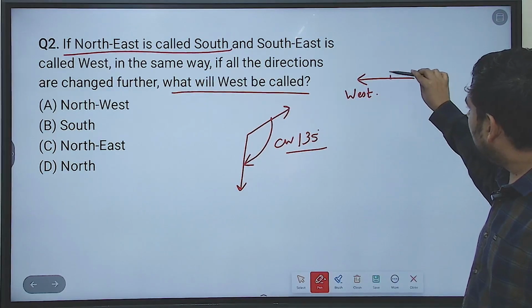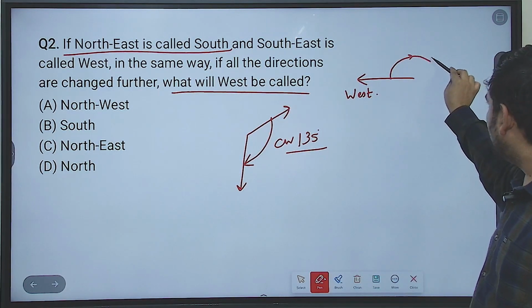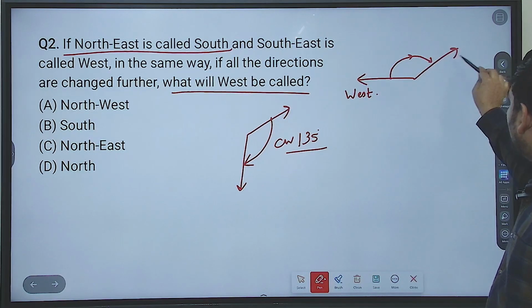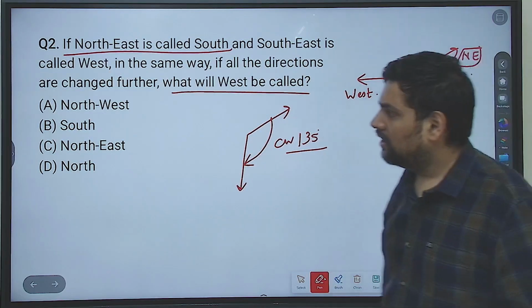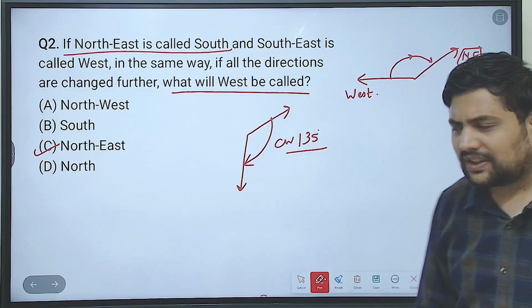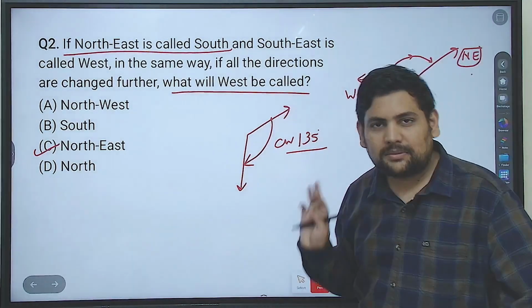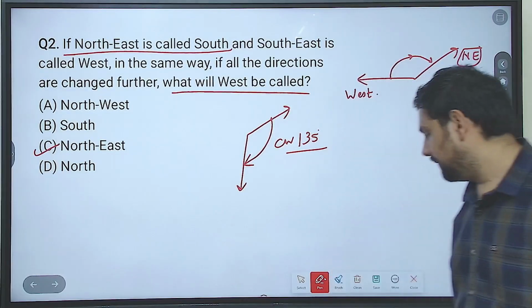So first I go till here, this is 90, but I have to go 135, so 45 more. Which direction do I reach? Again I reach northeast. So again the answer becomes northeast. Okay, same way you have to do, just finding the angle, applying the same angle in whatever is asked. Simple.